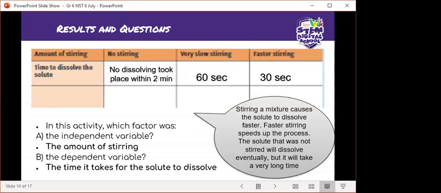Okay, and this is something that we have noted in our results table: with faster stirring, it took less time for the solute to dissolve. And when we stirred slowly, then it took more time, right? And when we didn't stir at all, no dissolving took place. So faster stirring speeds up the process. The solute that was not stirred will dissolve eventually, but it will take a very long time. And that is why, guys, at the no stirring part, I answered that no dissolving took place within 2 minutes.